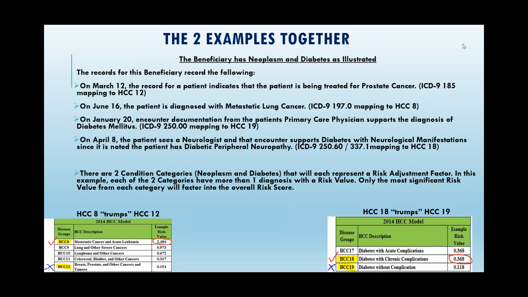There are two condition categories, two of the 25 categories, neoplasm and diabetes, that will each represent a risk adjustment factor. In this example, each of the two categories have more than one diagnosis with a risk value. Again, only the most significant risk value from each category will factor into the overall risk score. So on the left, we have the inset that shows HCC 8 trumps HCC 12 from the neoplasm category. And on the right inset, we have HCC 18 that trumps HCC 19 in the diabetes category.